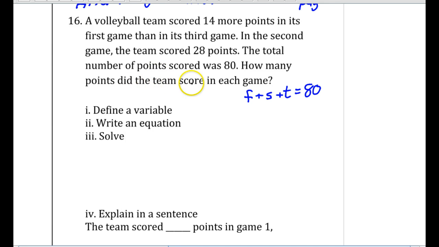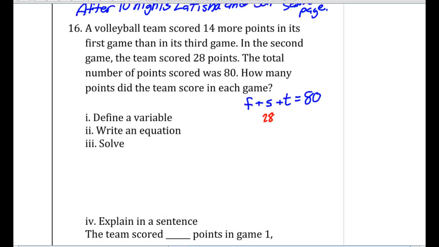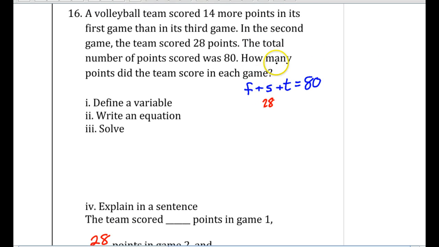And we're trying to figure out how much we scored in each game. Okay, so let's see here. Read this again. The second game, the team scored 28. So that's pretty straightforward. It looks like the second game is 28 points. They just say that in the problem itself. So we're really dealing with the first game and the third game and trying to figure that out.